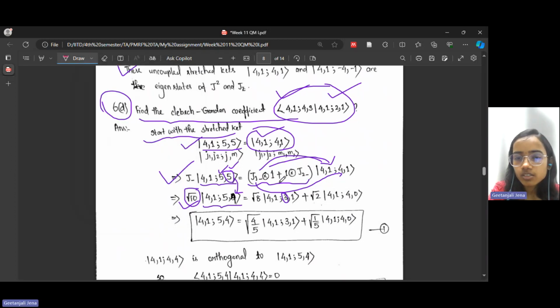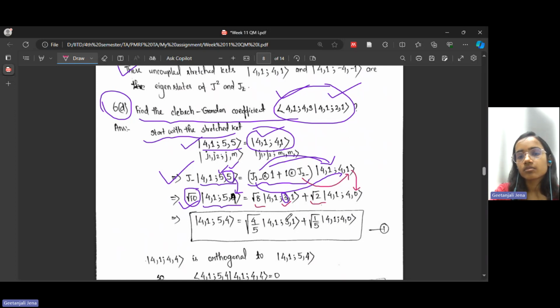So J1 minus would act on this 4. Now this J2 minus will act on 1. It acts on M2, right? So 1 will get reduced to 0 here. That is why there is a 0 here and there is a 3 here. Now root over of 8 and root over of 2.